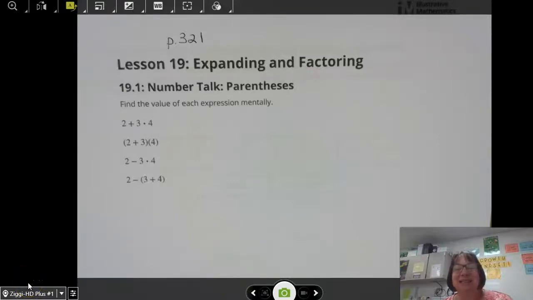Falcons, this is Mrs. Lamb, and today we're going to be doing lesson 19 on expanding and factoring. It starts on page 321 in your workbook, so if you could take some notes starting there.